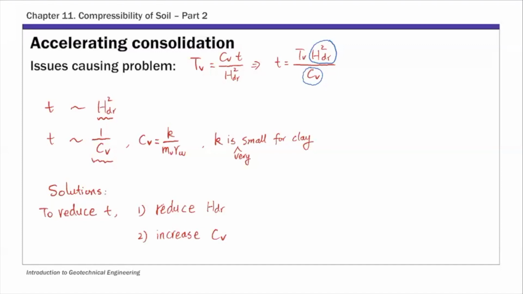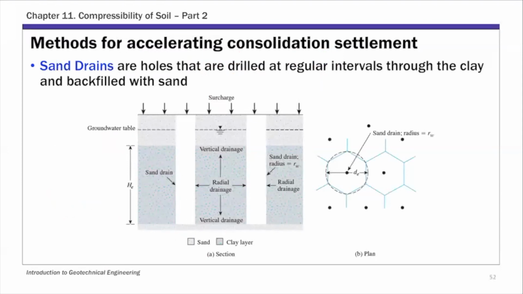And so there are different types of methods. The first one, this is called sand drains. Okay. So all these methods, sand drain and also the PVDs I'm going to introduce, they're trying to, one, reduce that drainage distance, and two, increase coefficient of consolidation.